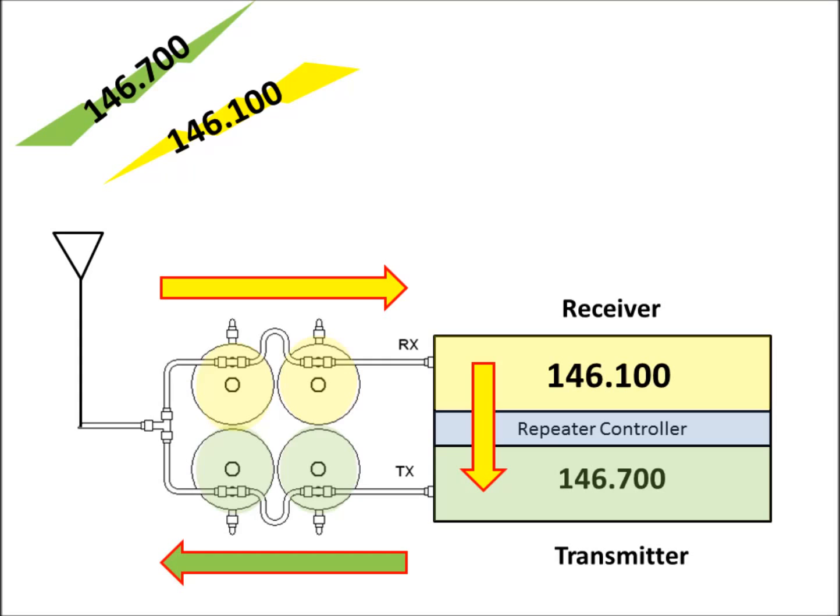So received frequency comes in, it comes down, gets routed through its portion of the duplexer cavities to the receiver, to the repeater controller, to the transmitter, out through the transmitter side of the duplexer cavities, up to the antenna, and out to all the walkie-talkies. So this is a circle, this is a cycle, and it all happens at the exact same time.